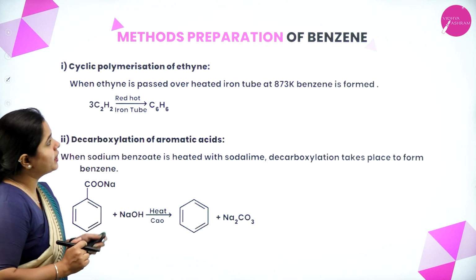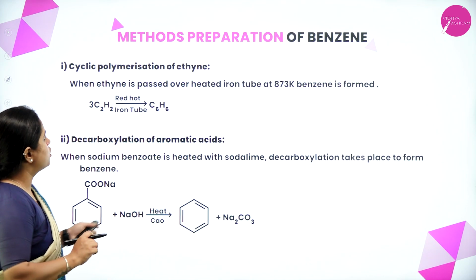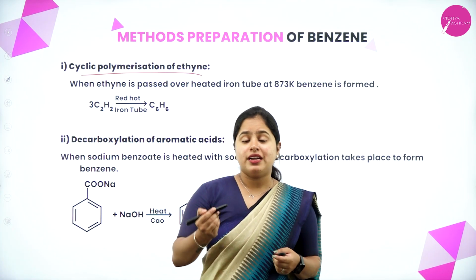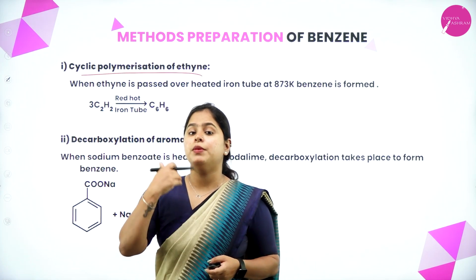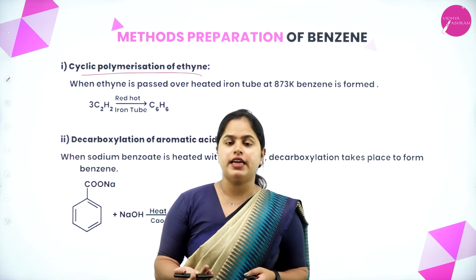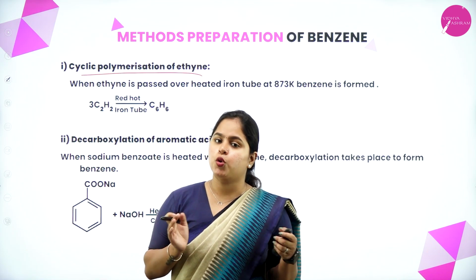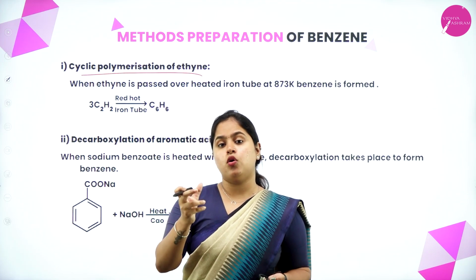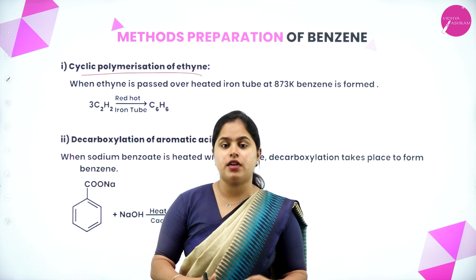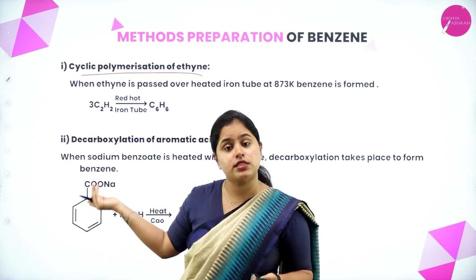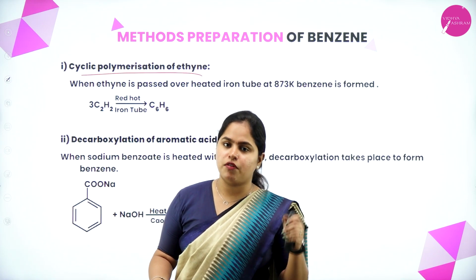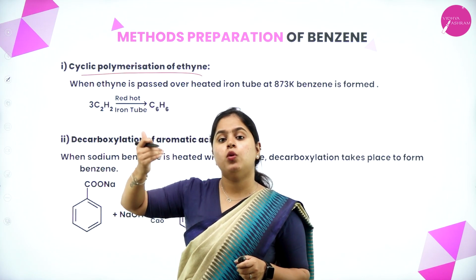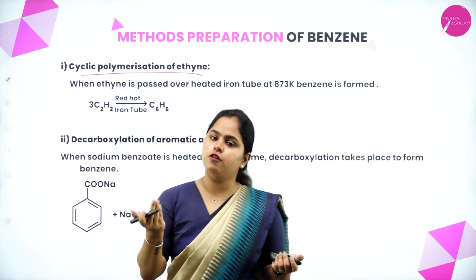Now moving on to the methods of preparation of benzene. So the first one is cyclic polymerization of ethyne. So we have already studied this under the chemical reactions of alkynes, right? So we have studied alkynes can undergo linear polymerization as well as cyclic polymerization. So when 3 molecules of ethyne undergo cyclic polymerization, what is that you are getting? It is benzene, right? We have already studied this. So that was a chemical property of alkyne. Now it is a method of preparation of benzene, right?